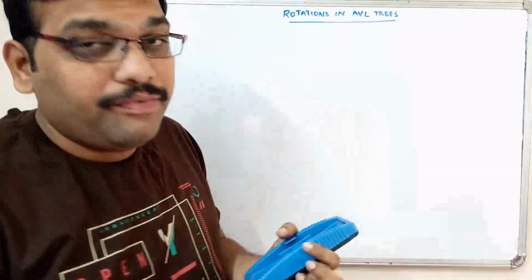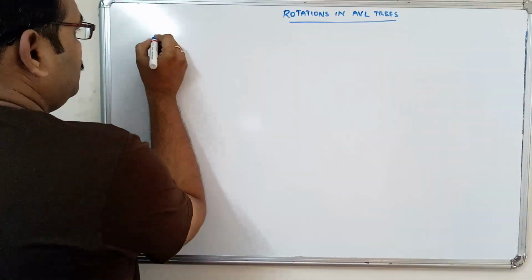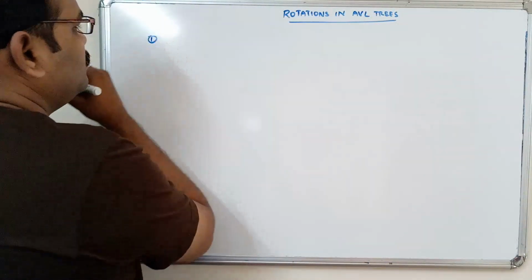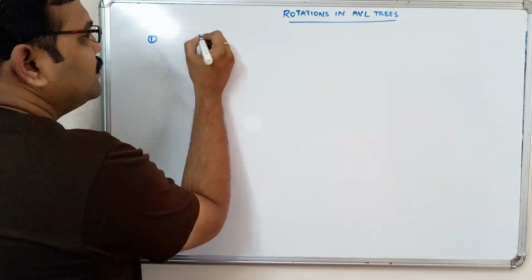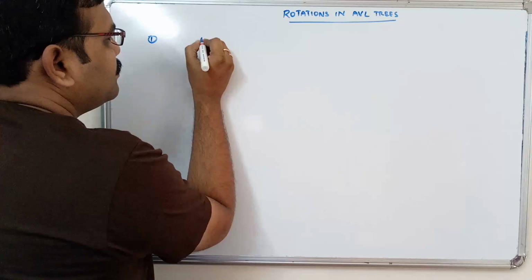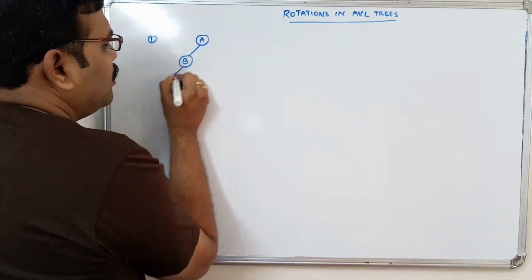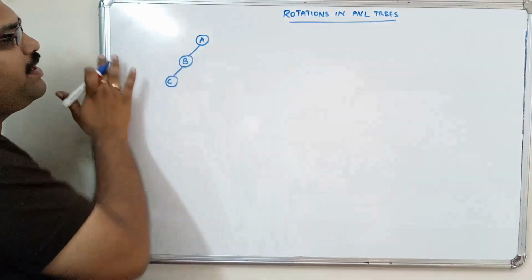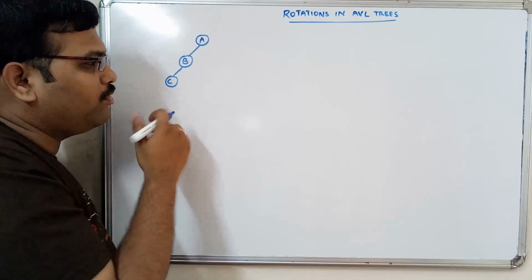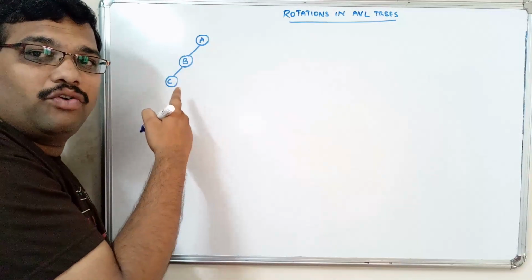There are mainly 4 rotations we can apply. The first one is, if the tree is like this, so now calculate the balancing factor for every node for this tree.